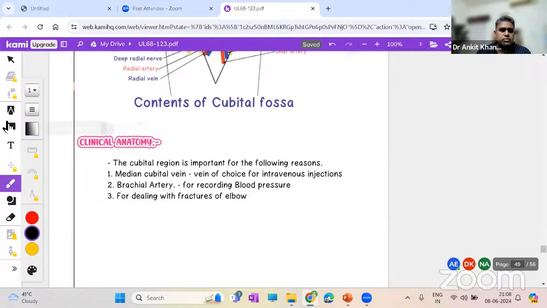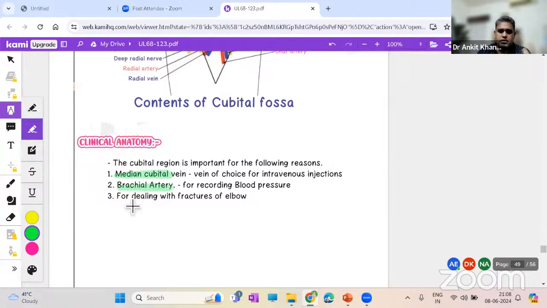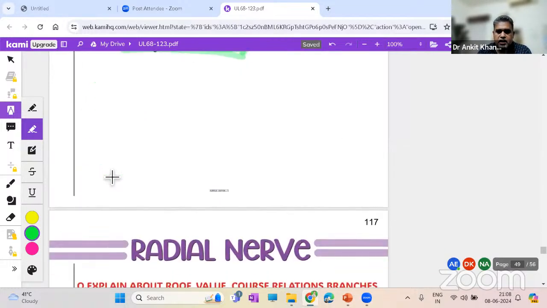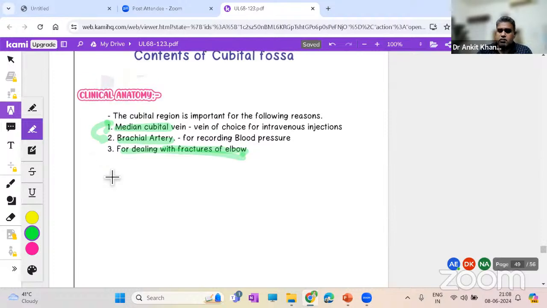Then the clinical anatomy. The cubital region is important for the following reasons: median cubital vein, sampling; brachial artery, BP measurement; and flexors of the elbow, right? But these two are worth the topic over here. That was your cubital fossa. Then you have the radial nerve, that becomes more topics, right? So that was all about this session.